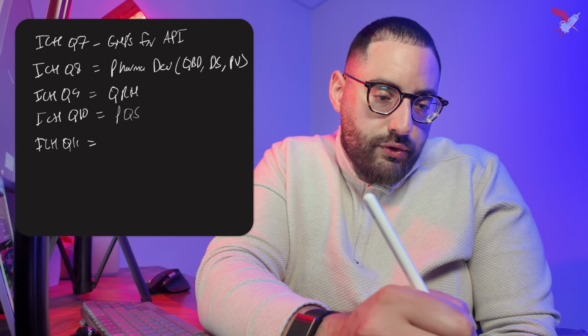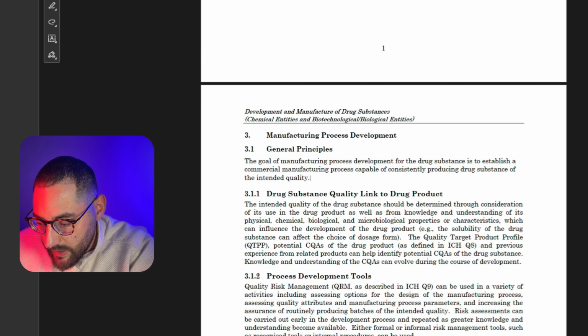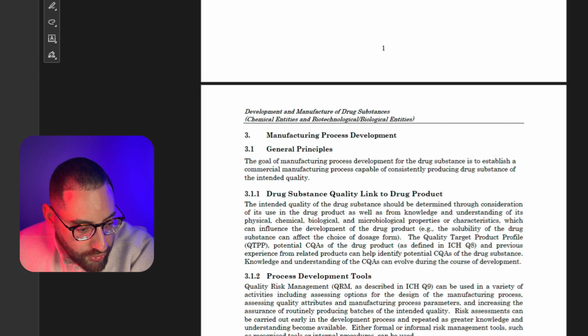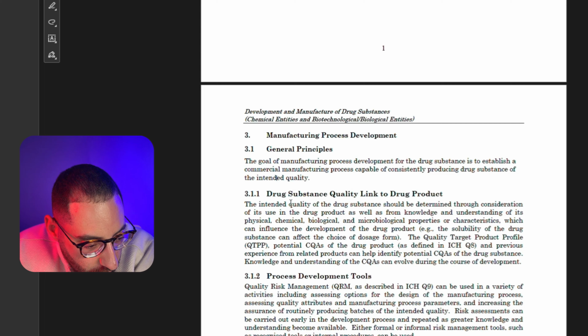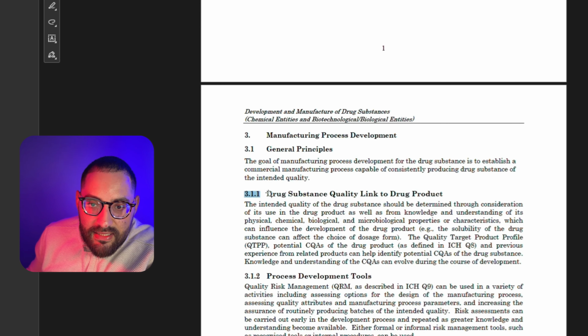So now I wanted to go over the three important sections. If I was reading this for the first time, the first section that I would look at is section 3. And section 3 really helps answer the question, how should the drug manufacturing process be developed? The goal of the manufacturing process for DS is to establish the commercial process, which is capable of consistently producing drug substance to the intended quality. In other words, it's important to think backwards and think of, well, what is the intended quality requirement that I have? And that's why the next section, 3.1.1, is the link to final drug product.